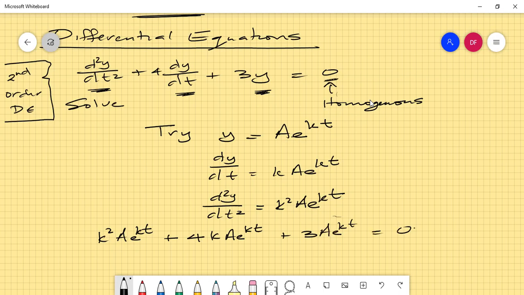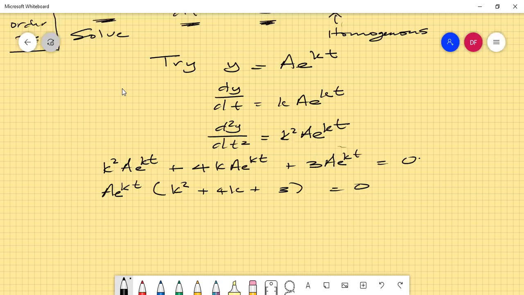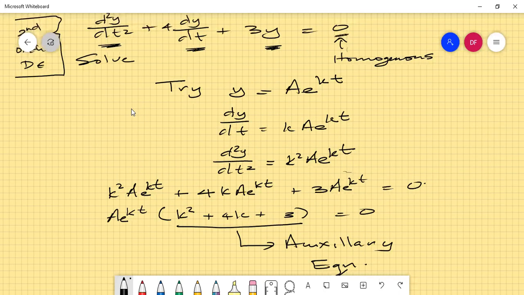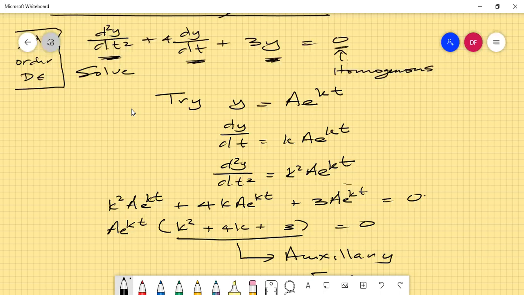Now, if I take out the A e to the kt, what I'll be left with is k squared plus 4k plus 3 equals 0. So from a differential equation I end up with a quadratic equation. This quadratic equation is what we call the auxiliary equation. But it becomes very easy to write down the auxiliary equation when we get the differential equation.